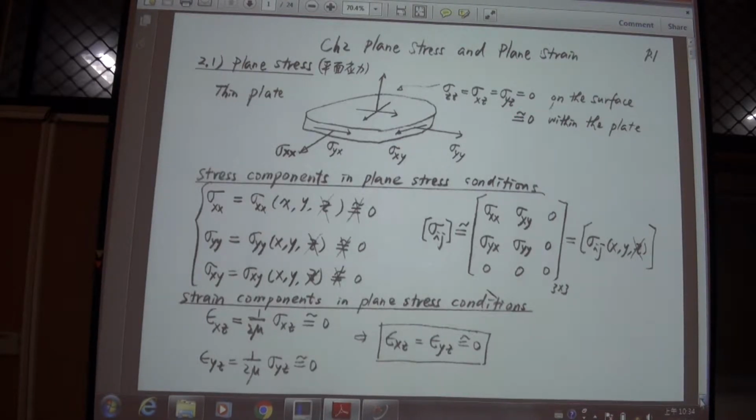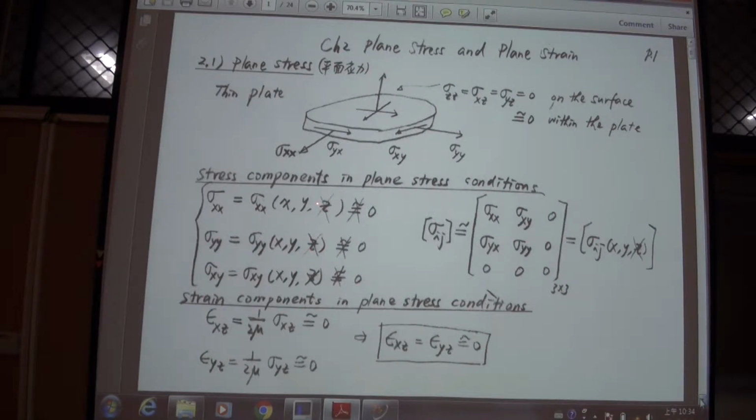Okay. Such kind of simplification will give us a lot of convenience when we try to solve problems. The mechanical problem will be much more simple with such kind of simplification. And also at the edges of the plate, the normal stresses sigma xx and sigma yy are not equal 0, and also the shear stress is not equal 0, which can be written in this way.